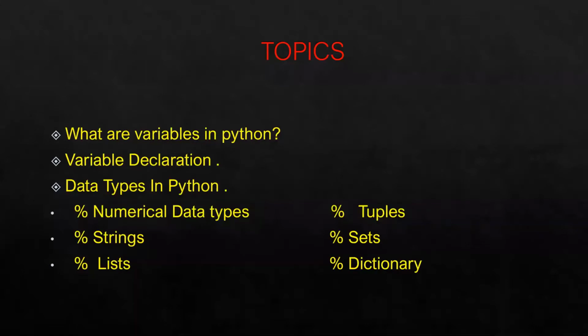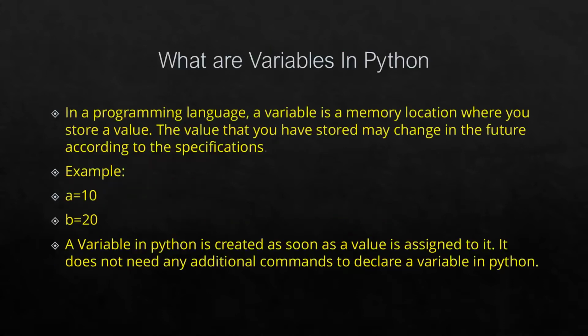Our first slide represents the topics that we are going to discuss in today's session. Our topics are: what are variables in Python, variable declaration, data types in Python, and some of the types of data types in Python: numerical data types, strings, lists, tuples, sets, dictionaries. Today we are going to learn the first one, what are variables in Python.